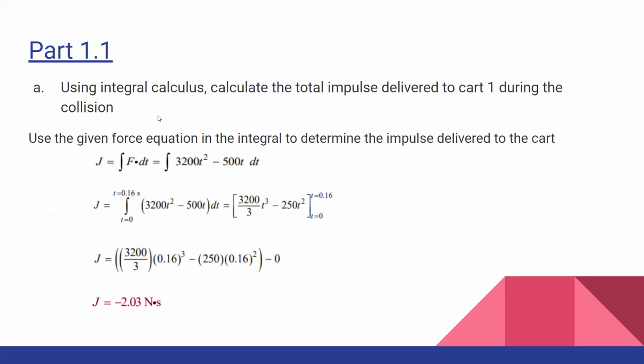So anyways, the solution for this is finding the integral of force with respect to time. So you take your quadratic equation for force and integrate it from 0 to 0.16, which is approximately when the function hits the x-axis again. Here you use your power rule, and you use the second fundamental theorem of calculus to find your bounds, and you'll get your total impulse delivered is negative 2.03 Newton seconds.